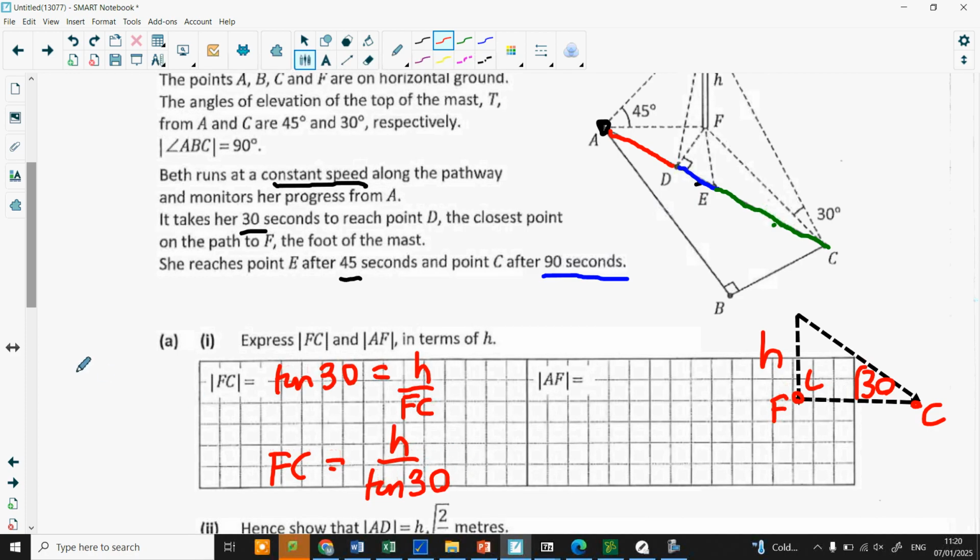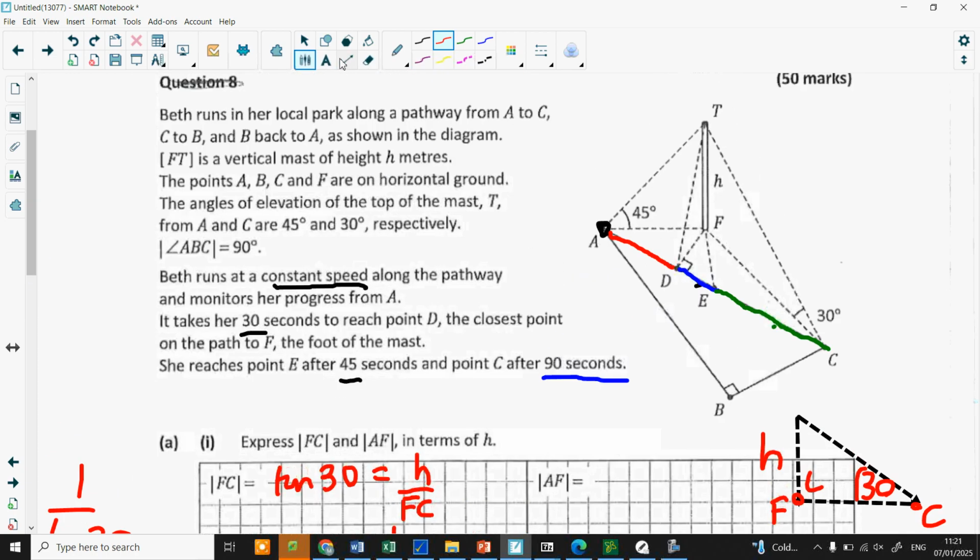Would somebody be so kind as to put 1 divided by tan 30 in the calculator for me? It'll speed me along, just takes the stress off me. So what do you get? Who got root 3 H? Yeah? Okay. Next one I'm looking to do is A to F.